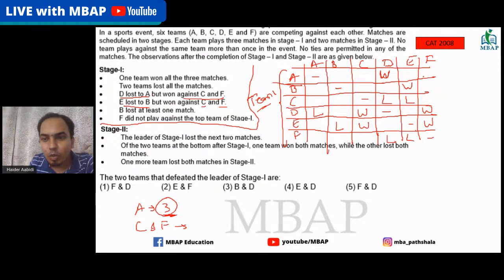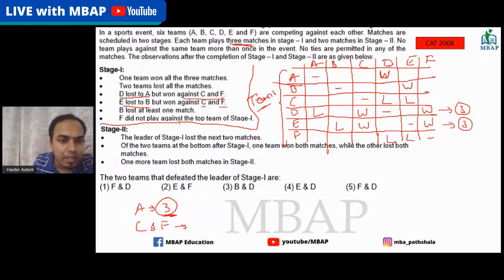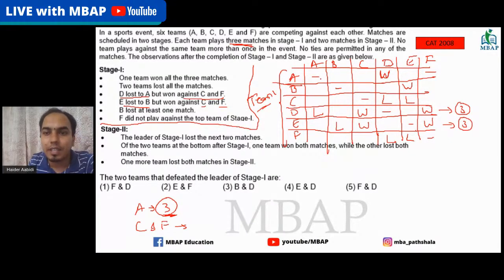Likewise, you know what's happening in this way. For example, for D you have already plotted the results for all three games, because in stage one everyone has played only three matches till now. Similarly for E you have already plotted the results of three matches. Now F did not play against the top stage team, so F did not play against A. The only teams left here are B and C. For E, I cannot plot anything more, because E has already completed three matches here.